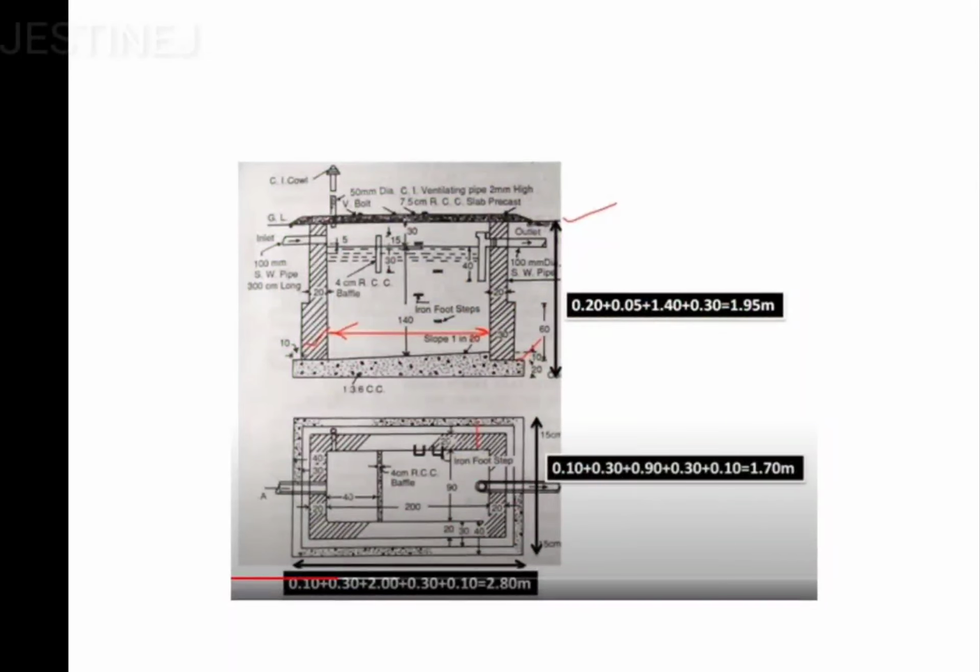Now we move on to the calculation of earthwork excavation for the septic tank. Here you can clearly observe that this dimension is going to be 200, and here it is mentioned 40. This 40 is going throughout this portion. So the total dimension is going to be 280 centimeter. The length is going to be 280 centimeter or 2.8 meter. And if you observe here, this dimension is going to be 90, and the outer dimension is going to be 40. So 90 plus 40, plus here also 40 is there.